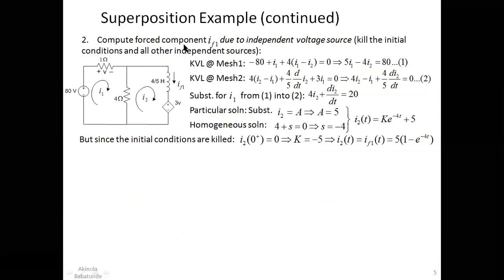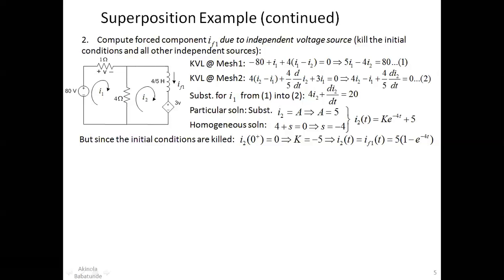Now, compute the first component of IF1 due to the independent voltage source. So we kill the initial conditions and all other independent sources on the circuit, irrespective of how many they are. You will find out that we have two independent sources in this particular circuit. There may be circuits where you have more than two independent sources, but in this particular circuit, we have two. So that is why we're going to find IF1, find IF2, add both together, and then we know we have the total forced response.